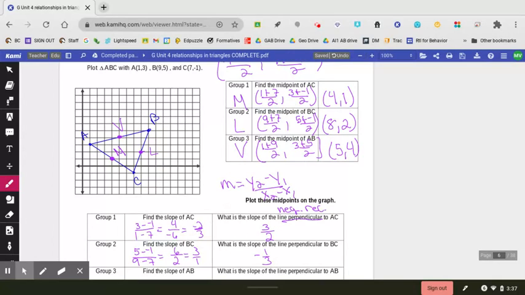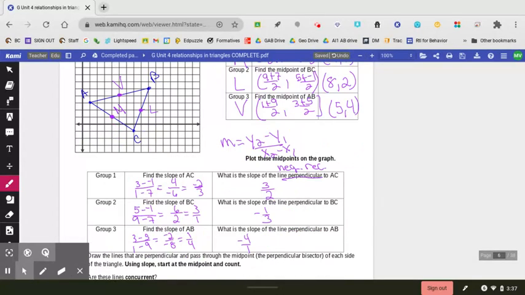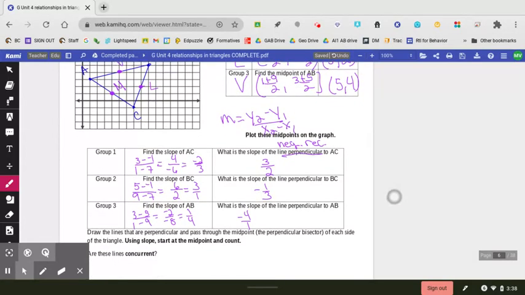I want you to pause and find the slope of AB and identify what the negative reciprocal slope is, or the perpendicular slope. Okay, so the slope of AB is 1/4, and therefore the perpendicular slope is negative 4 over 1. Now our directions are to draw the lines that are perpendicular and pass through the midpoint. This is the perpendicular bisector.